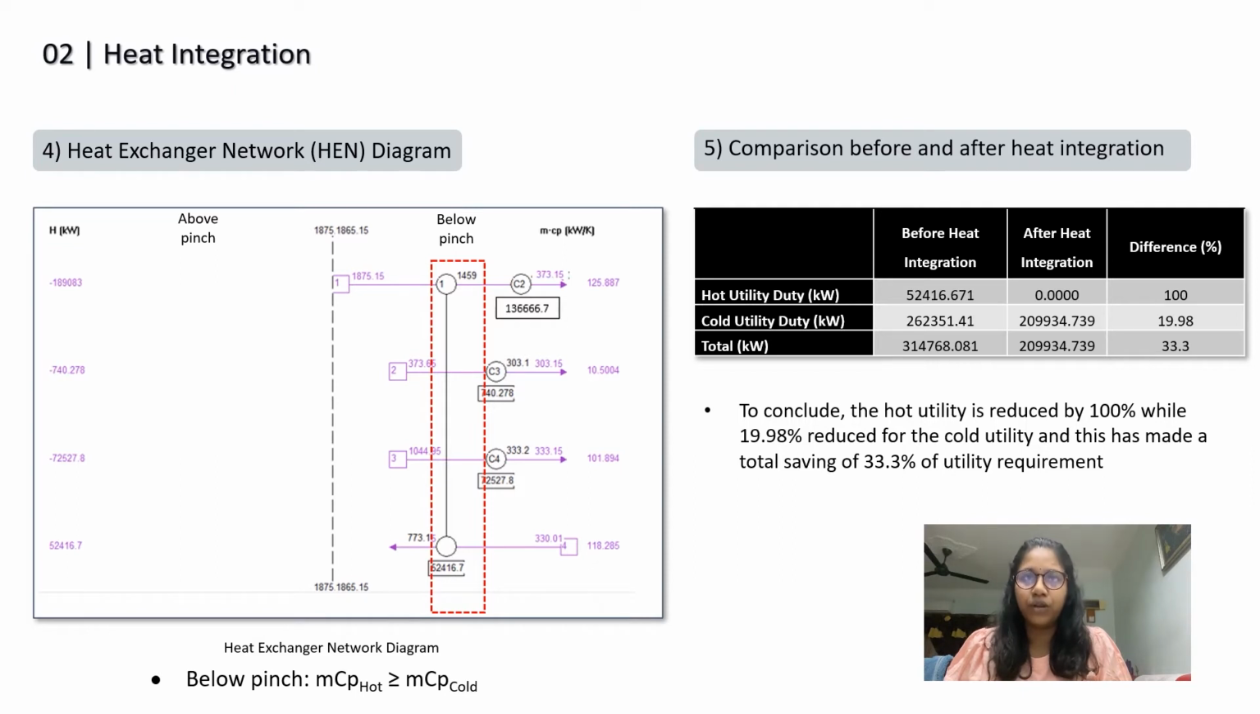To conclude, the hot utility is reduced by 100% while 19.98% is reduced for cold utility, and this has made a total saving of about 33.3% of utility requirement.